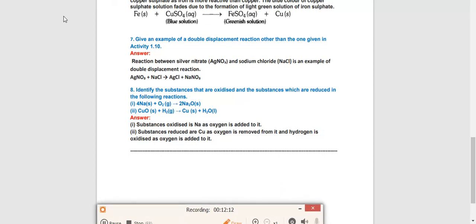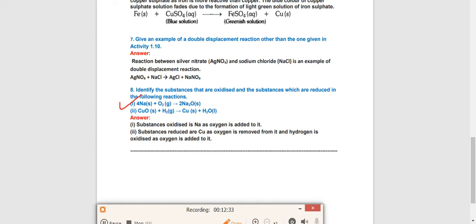Identify the substances that are oxidized and the substances which are reduced in the following reactions. If you go through the first reaction, 4Na plus O2 gives 2Na2O. We can see in this reaction oxygen is added to sodium. So what is going on with sodium? Sodium is oxidized, right? So in the first reaction, sodium is oxidized as oxygen is added to sodium.